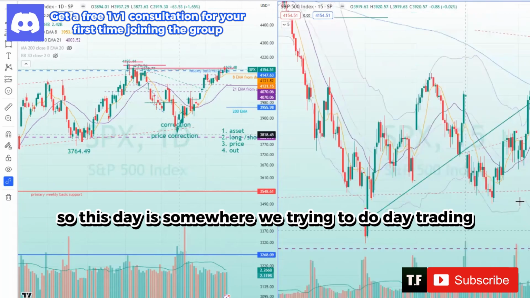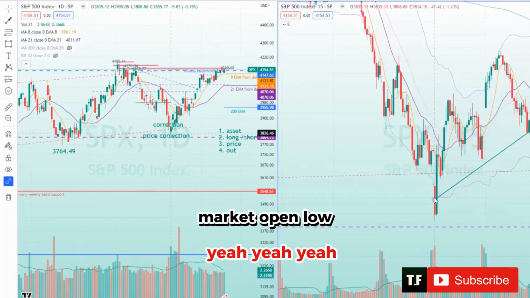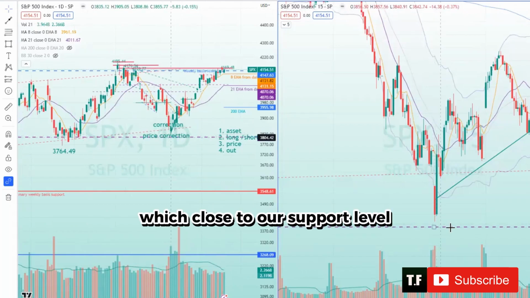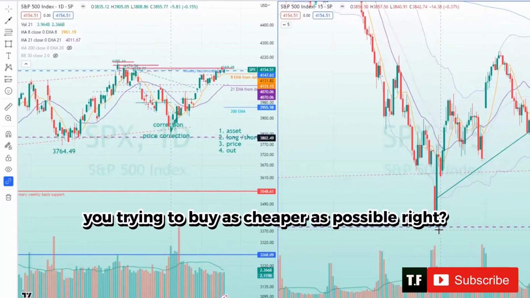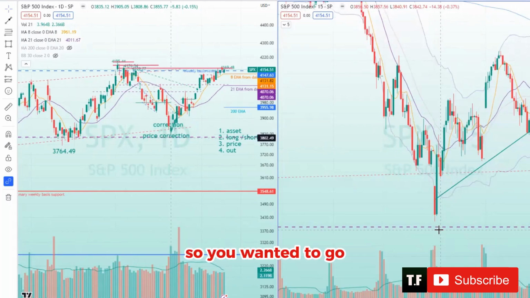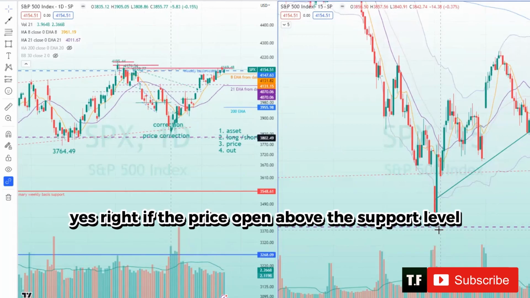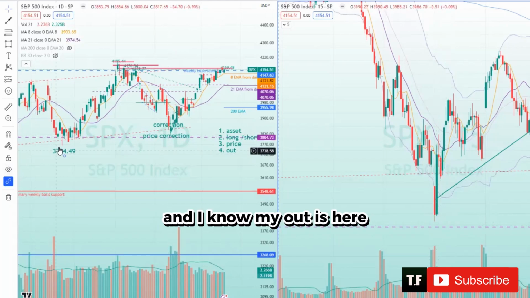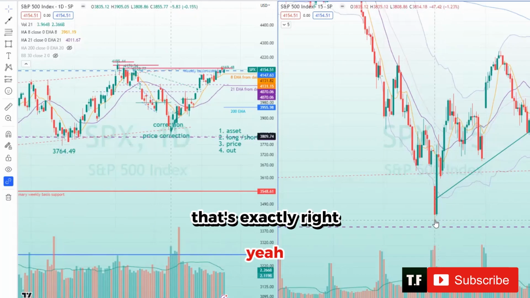So let me just go back to here. This day is somewhere we're trying to do day trading, right? So market open low, which is close to our support level, right? Yes. So if you're trying to long something, what do you think? You're trying to buy as cheap as possible, right? So you want the price to be low so you can go higher. Yes, right? If the price opens above the support level, and I know my out is here, I'm going to buy on the market open. That's exactly what I do.